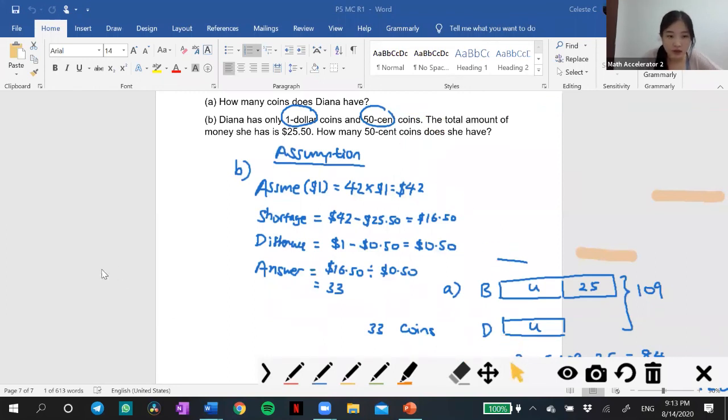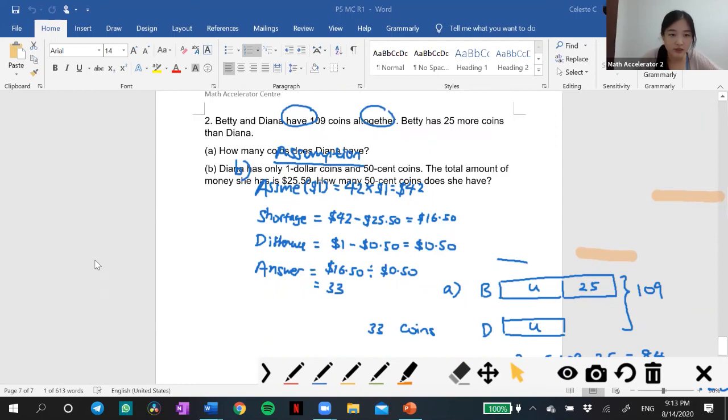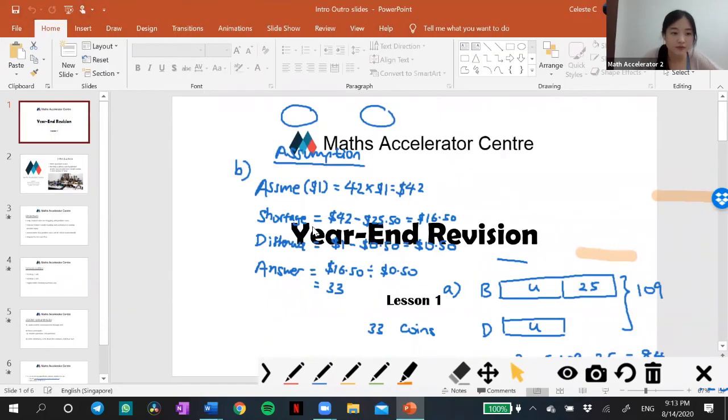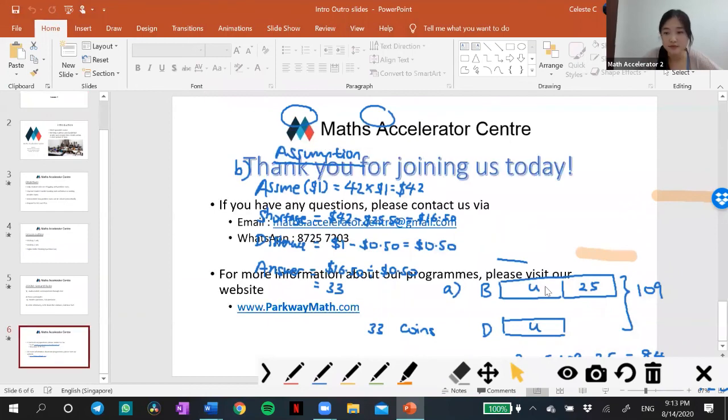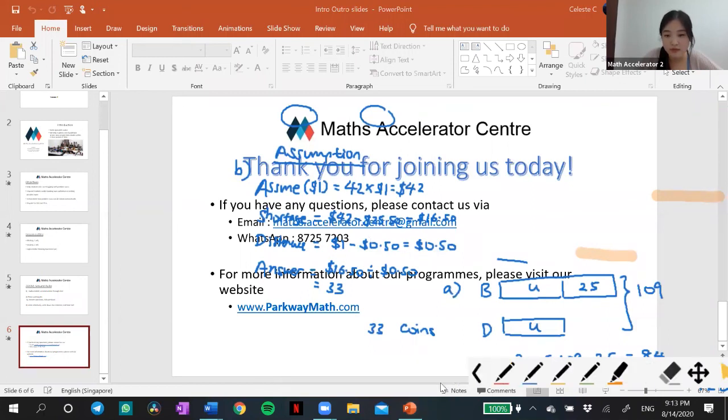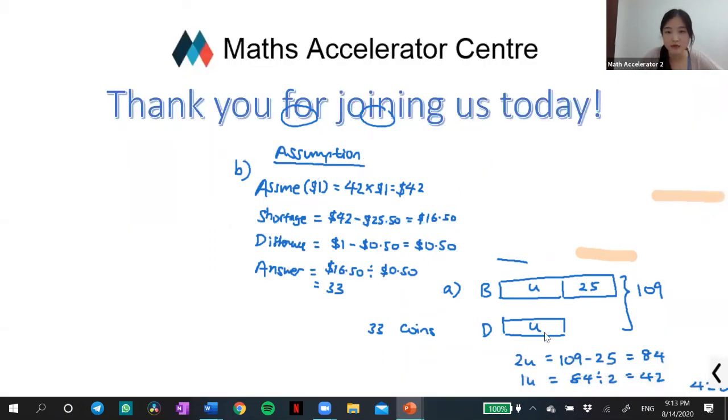Okay, so I'm done with the worksheet. Alright, so you also need time to copy? Okay, then I'll leave it here for a bit longer.